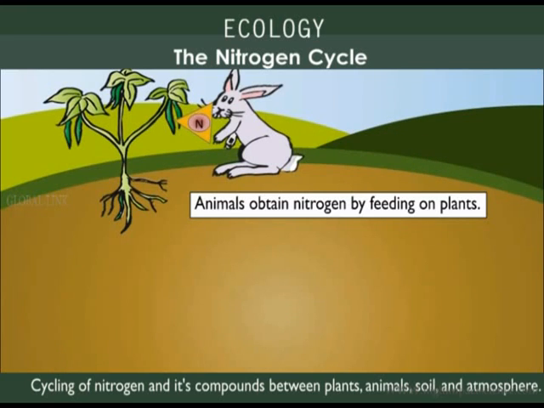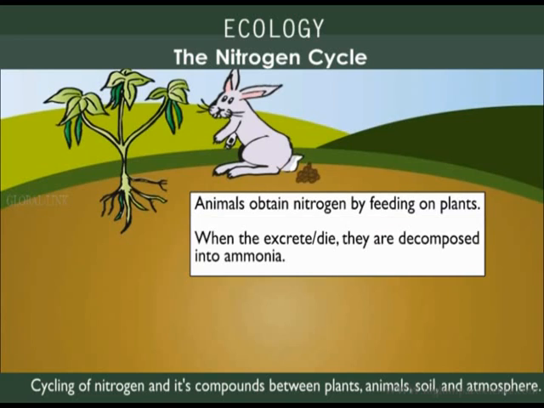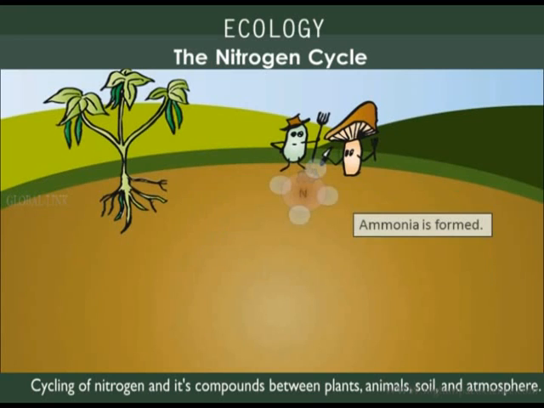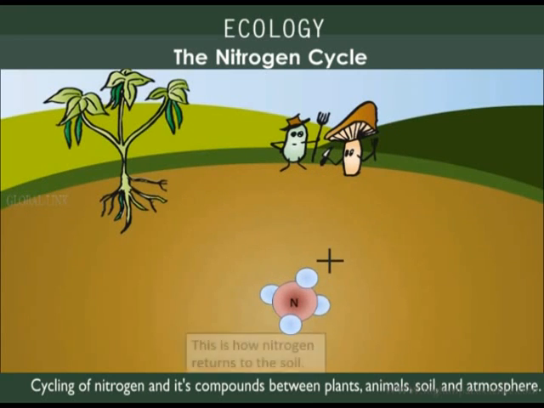Animals obtain nitrogen by feeding on plants and use it to make animal proteins. When the animals excrete or die, they are decomposed by bacteria and fungi to form ammonia. This ammonia is then converted to nitrates by nitrifying bacteria, so nitrogen returns to the soil this way.